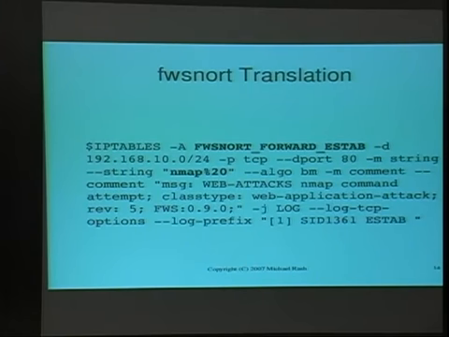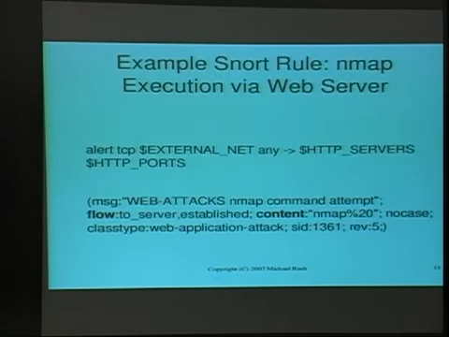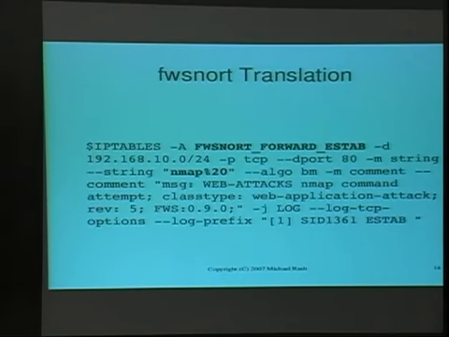But you can translate this rule. This is the FWSnort representation of what it would look like. So this is a single iptables command. I know it's a little bit obtuse looking, but what it does is it adds the rule to the FWSNORT_FORWARD_ESTAB chain. Remember that the flow keyword is set in this rule, so we're looking for content over an established TCP connection. This is in the forward chain.